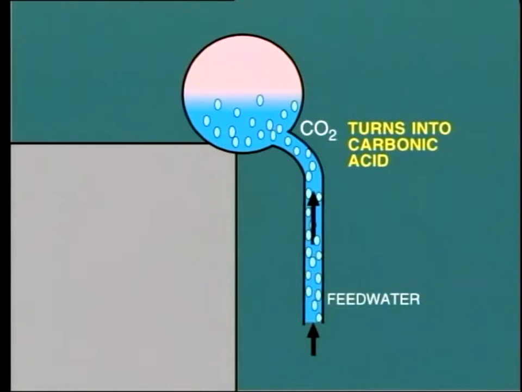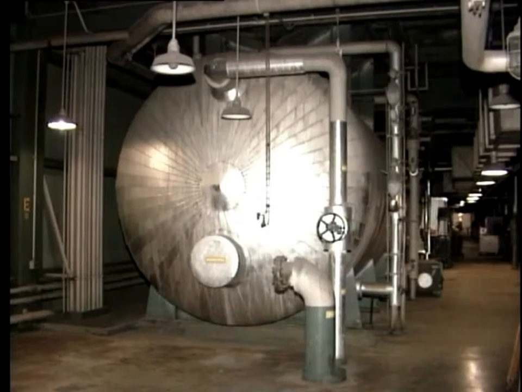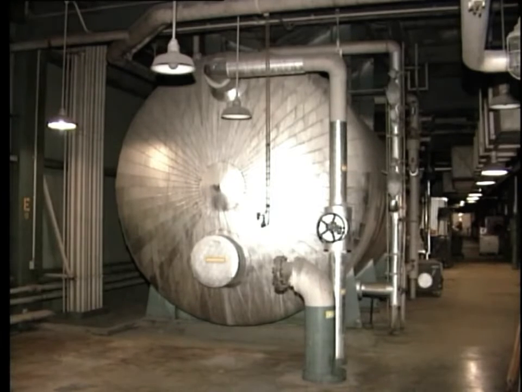It is extremely important that the dissolved oxygen and other gases such as carbon dioxide be removed or at least reduced to a very small value before the feed water enters the boiler. This process takes place in the de-aerator, which is located in the condensate and feed water system. We'll be talking more about this equipment in another module in this program.